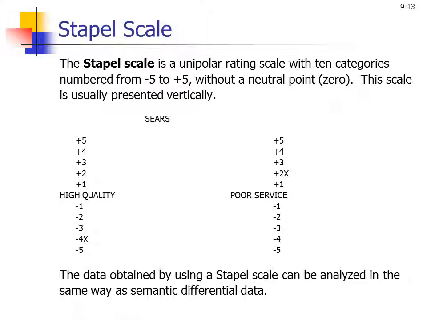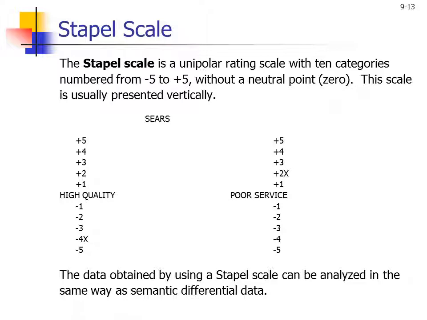Then we have another type of scale called the Stapel scale. The Stapel scale is named after its developer, Jan Stapel. It is a unipolar rating scale with 10 categories numbered from -5 to +5, without a neutral point, 0. This scale is usually presented vertically.